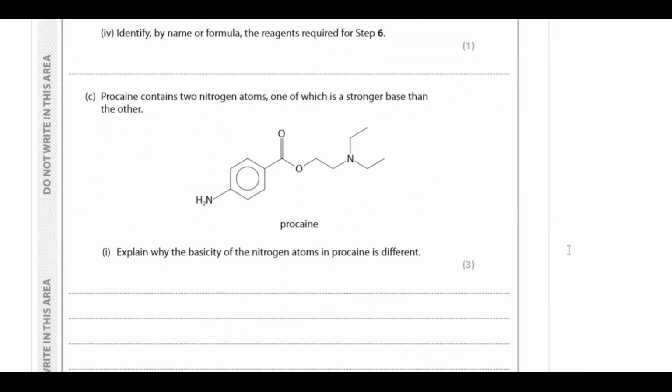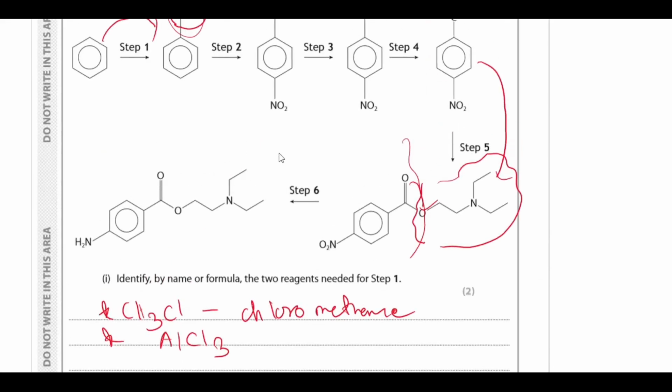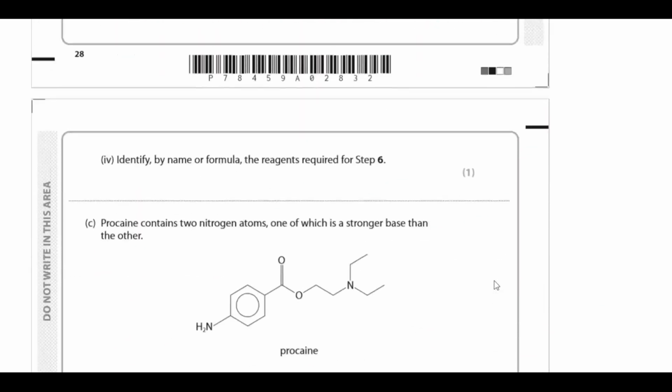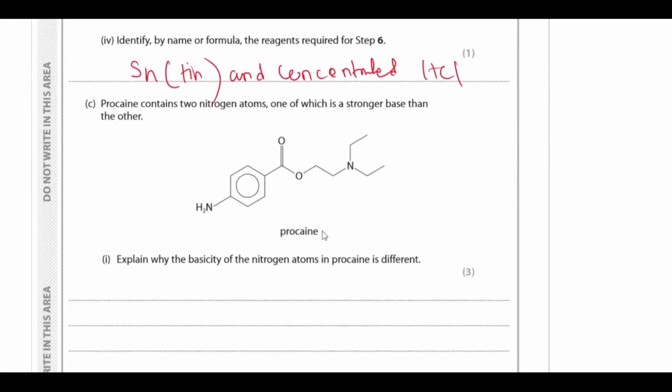All right, moving on to the next question. The reagents required for step 6. They told you to identify it. Again, in step 6, we can clearly see that this is getting converted into an azo dye. So of course, the reagents required are an in situ mixture of tin and concentrated hydrochloric acid at 5 degrees Celsius. We need to mix concentrated hydrochloric acid. So these are going to be the reagents required for step 6.